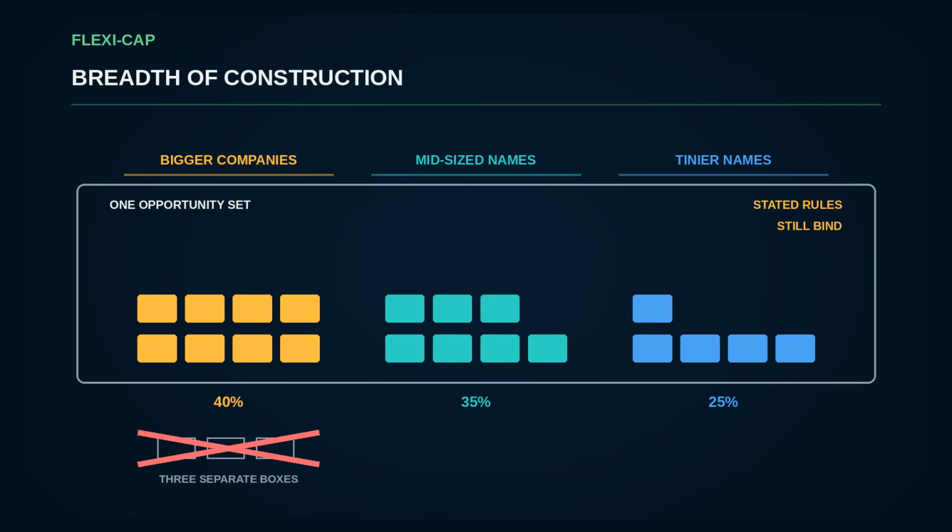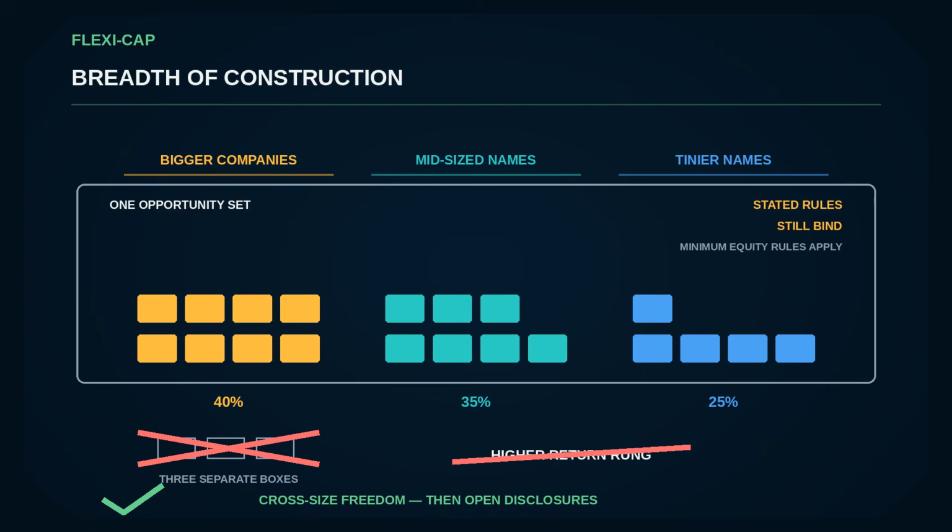Stated rules still bind, including minimum equity rules that still apply. Do not re-rank Flexi-Cap as a higher return rung than a single size band category. Keep the cross-size freedom idea. Then open disclosures. Leave the full breadth construction contrast to the category map lesson.